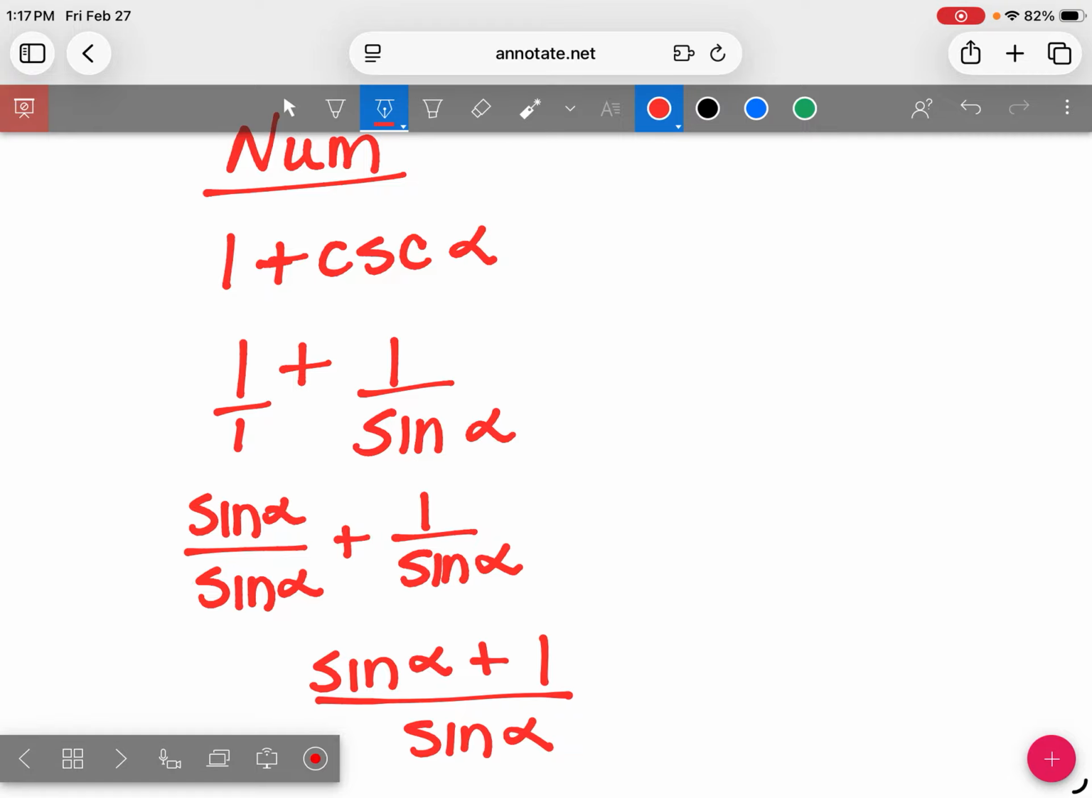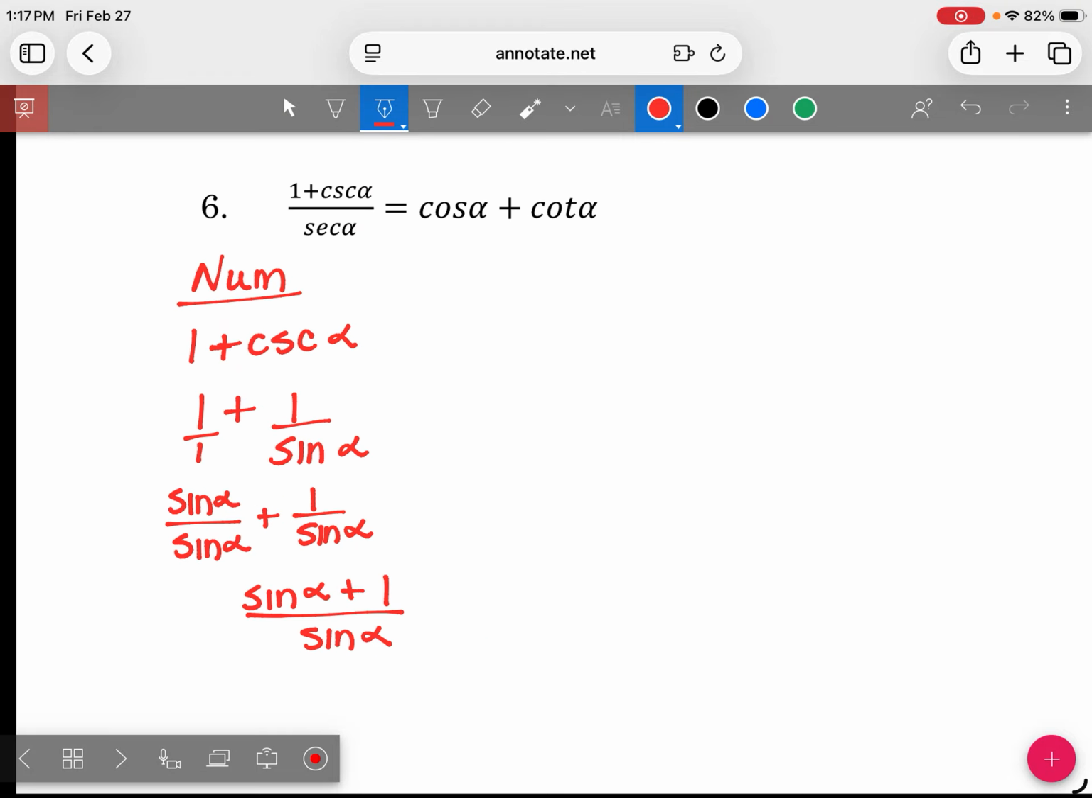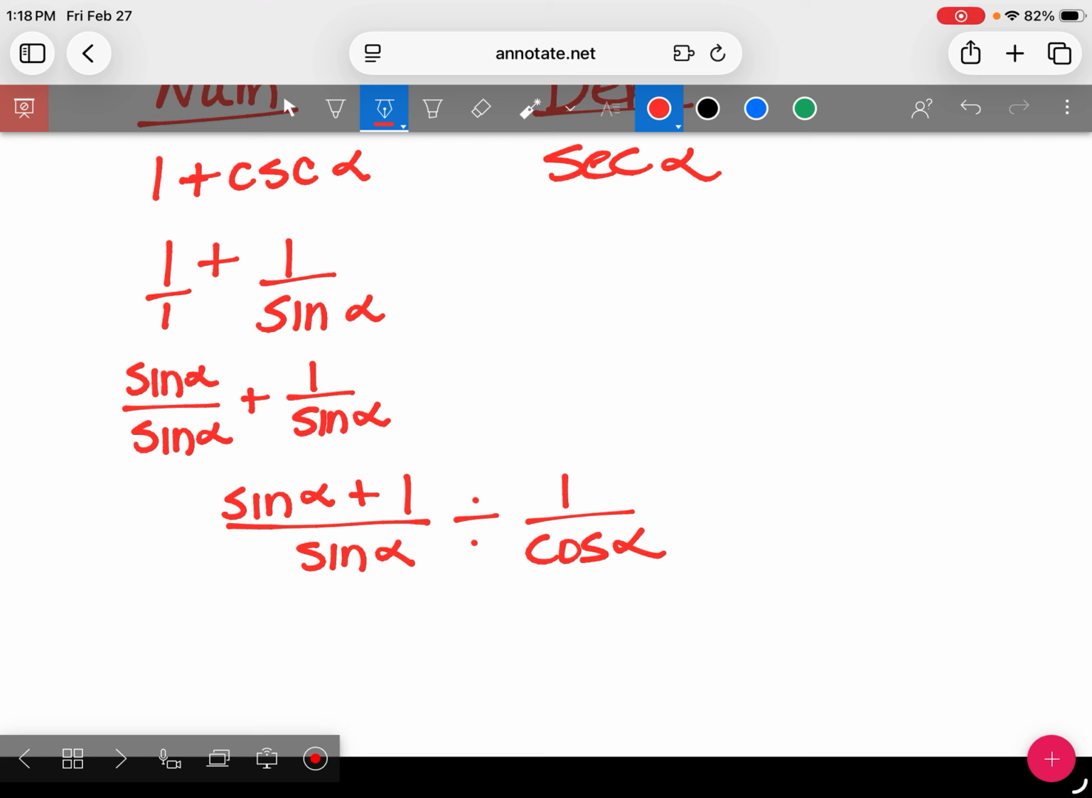All right, so our denominator, fortunately for us, is actually pretty simple. It's just secant. And what is secant going to change to? Well, good. Okay. So we made it to this step. That's pretty good. All right, now we got 2 fractions. And how do we divide fractions?